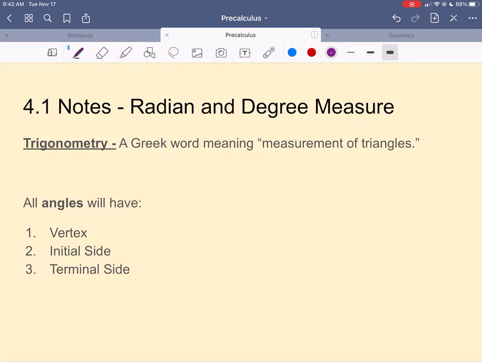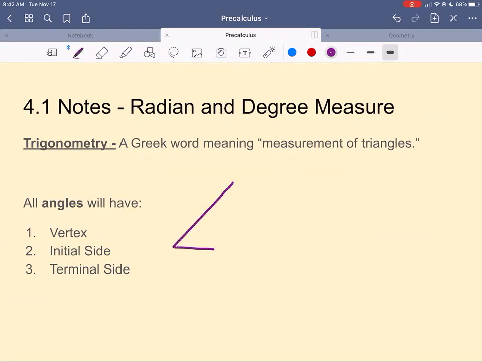Since then, it has evolved into more complex stuff. So you can use trigonometry in astronomy, in navigation, in sound, in a variety of different aspects. We're going to start things simple right now, just focusing on the triangles and their angles. Fundamentally, trigonometry deals with angles. Now, all angles are going to have a vertex, an initial side, and a terminal side.